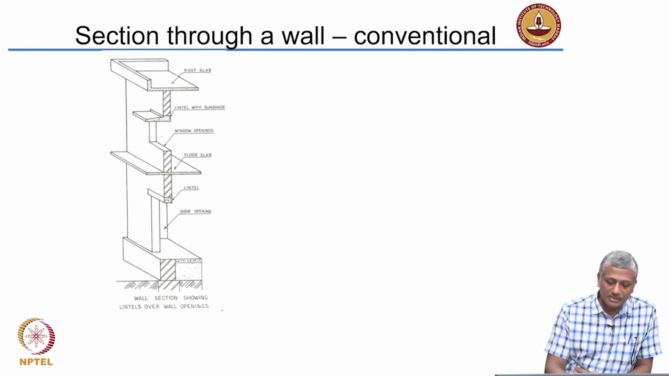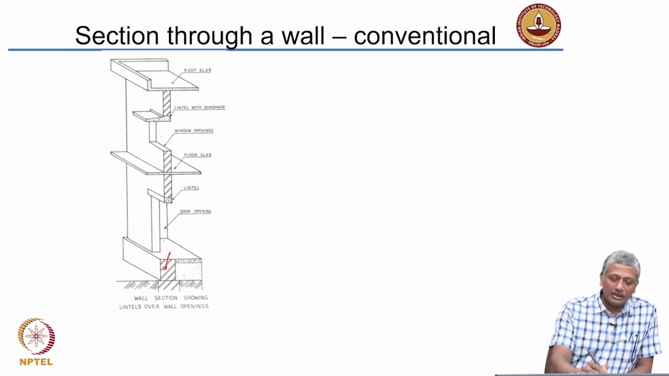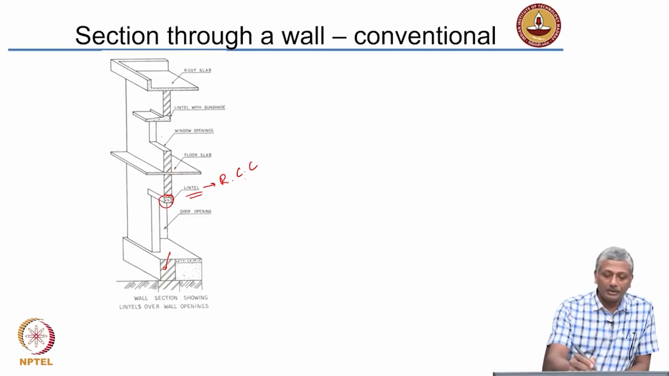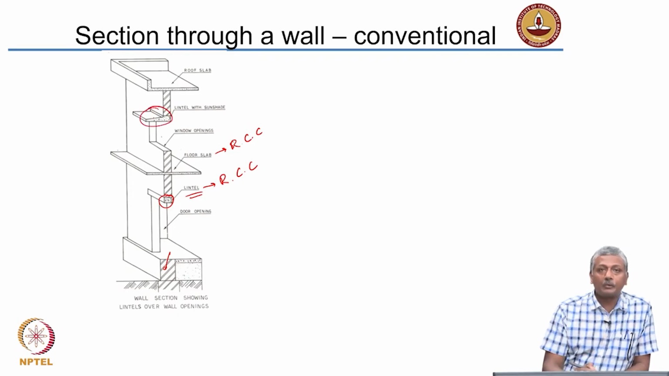So, in the foundation obviously you have brick and concrete, again you have brick here, you have a door opening here, the top is a lintel typically made with reinforced cement concrete. The floor slab is also made with reinforced cement concrete. Okay. You have a lintel along with sunshade.